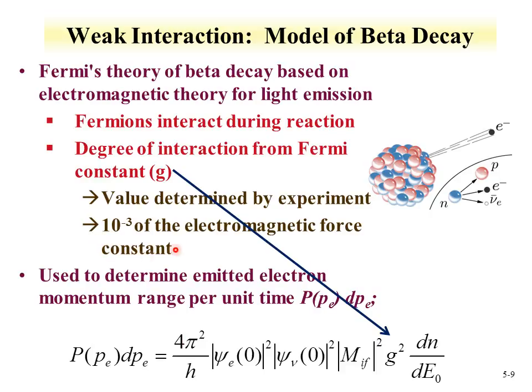It's about 10 to the minus 3 of the electromagnetic force. And it plugs into an equation which is used to determine the emitted electron momentum range per unit time. This winds up being spectral information. So we can get information about the decay spectra of electrons from this term, and we'll describe this equation.